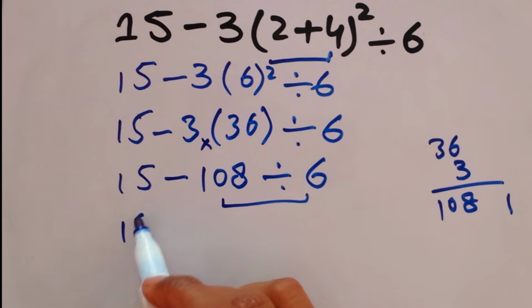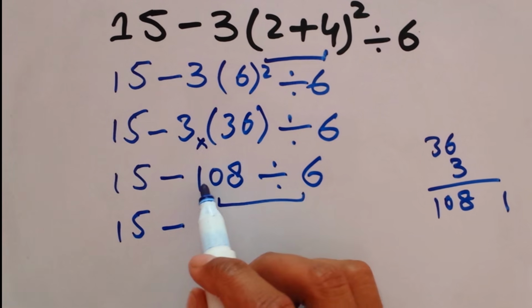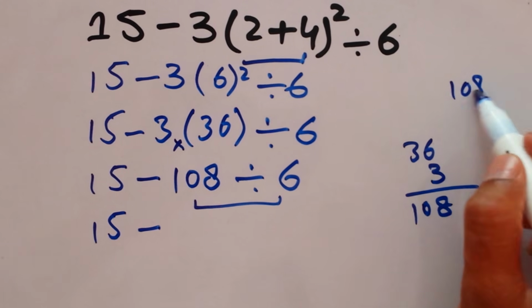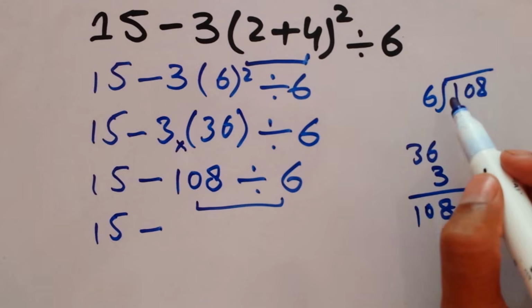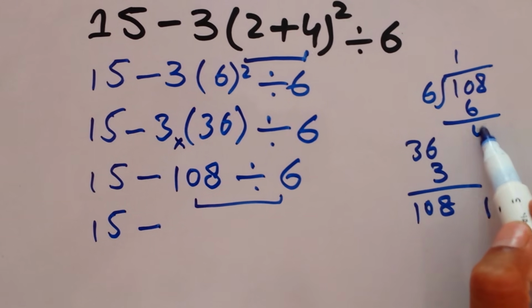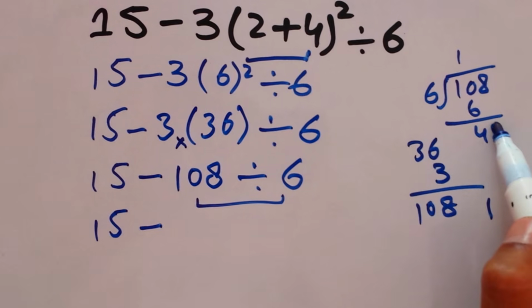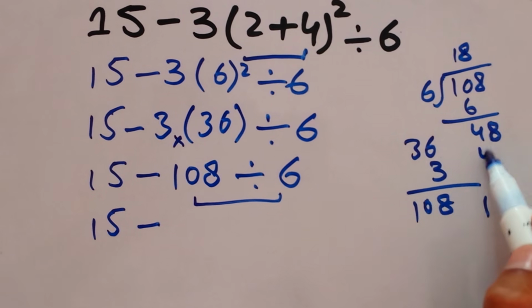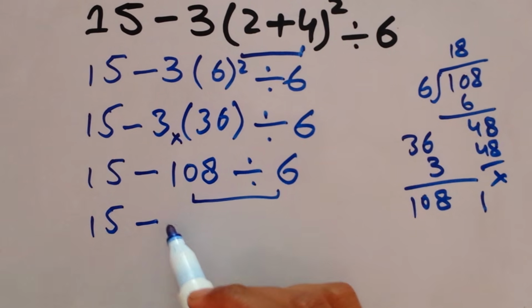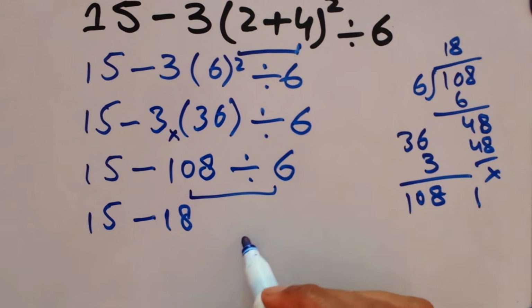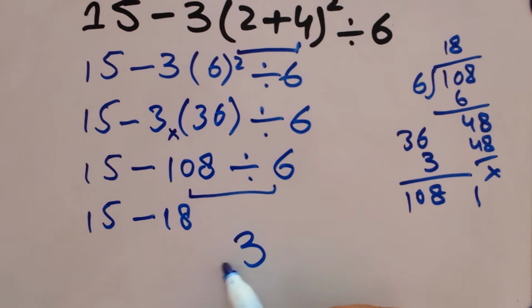So 15 minus 108 divided by 6. 108 divided by 6. So 18. Now 15 minus 18 equals 3. Keep the negative sign.